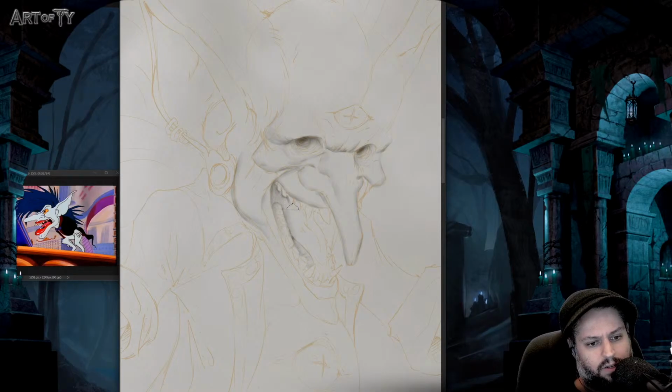But I definitely like knowing that the process is a little bit customizable. It's a little bit of a choose your own adventure.